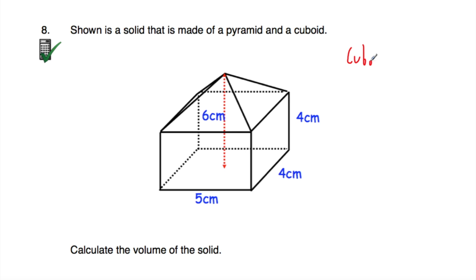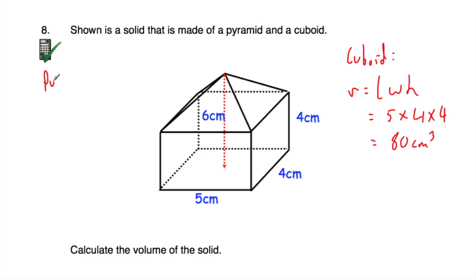That's quite straightforward. So in terms of the cuboid, the volume is equal to the length multiplied by the width multiplied by the height. The length, that's 5, the width is 4, and the height is 4. So it's going to be 5 times 4 times 4. And 5 times 4 is equal to 20, times 4 is equal to 80, so that's 80 centimeters cubed. So that's the volume of the cuboid.